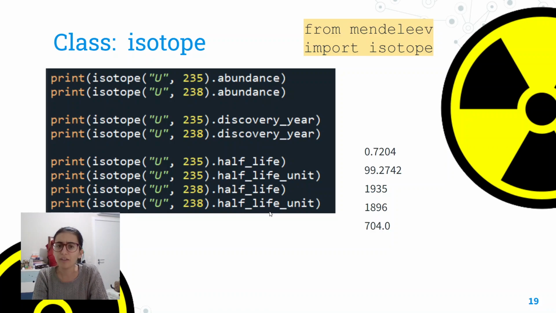And the half-life. The half-life, for some reason, doesn't use the same unit. So you have to print the half-life and the half-life unit. In this case it's million years, but it could also be billion years. Billion is the same as the prefix giga. So you would have to convert it if you want to make a calculation or something like that.